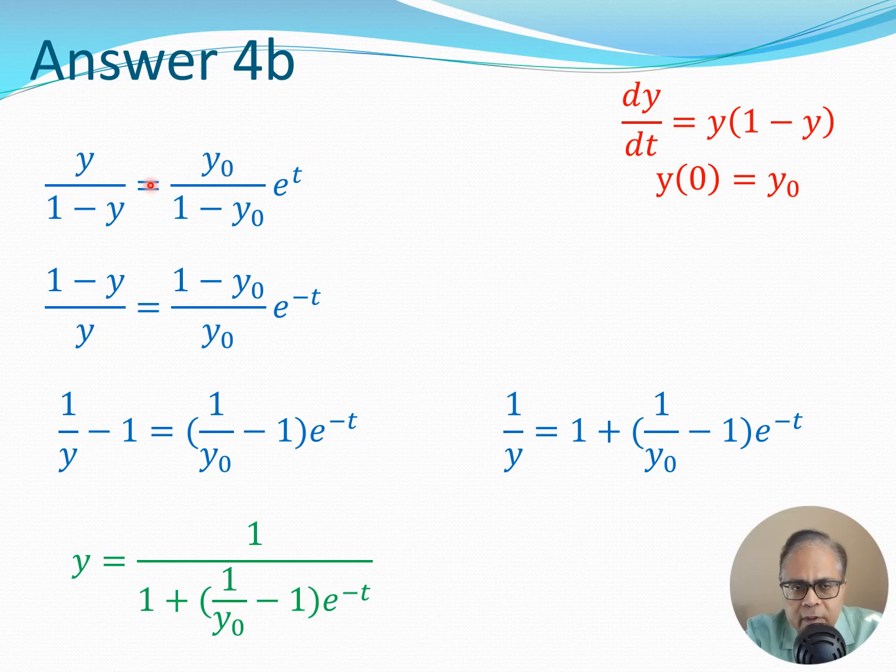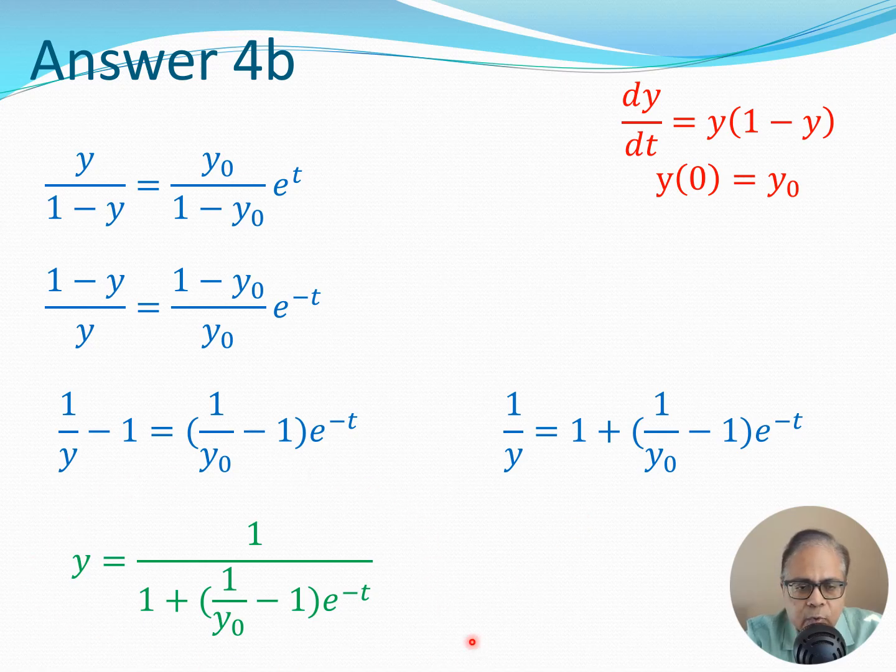So what we do is we take this equation and we actually take the reverse of this equation, that is we flip the numerator and the denominator, or we take 1 by this term and 1 by this term on both sides. So once I do that, I get this equation here, and then I simplify it further in this form. So here I'm taking, for example, 1 by y minus 1, here I'm getting 1 by y0 minus 1 and e to the power minus t.